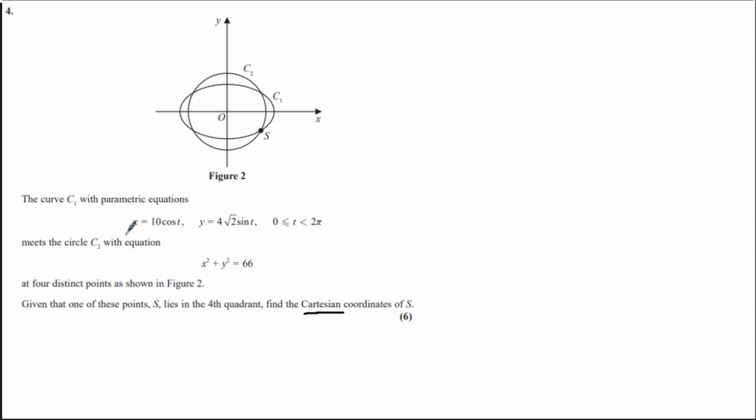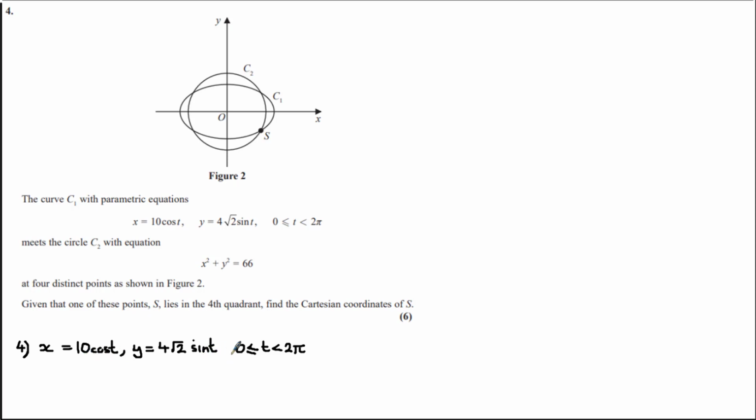However, we notice that the curve C1 has been given in parametric form. So we first need to convert this into Cartesian form in order to solve the simultaneous equation between the 2 curves that will give us the xy coordinate of S. So given this parametric equation for the curve C1, we need to convert this into Cartesian form. In other words, find a way of getting rid of the variable t.